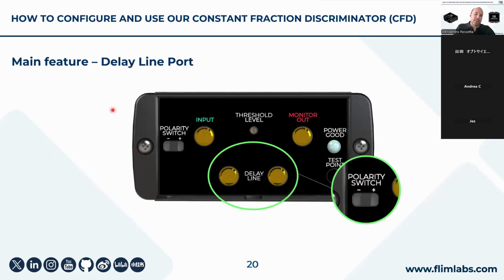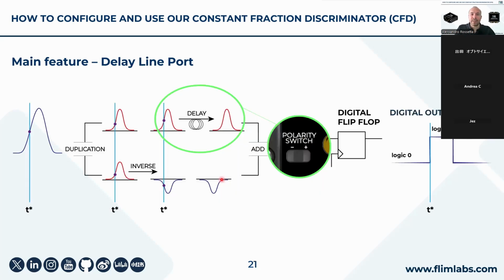Then, as I mentioned before, for accomplishing the discrimination of input signals with changing amplitude and to transform them into a digital copy, we need to delay the signal internally. At flimlabs, we designed our constant fraction discriminator with a physical delay line that we provide together with the constant fraction discriminator module.